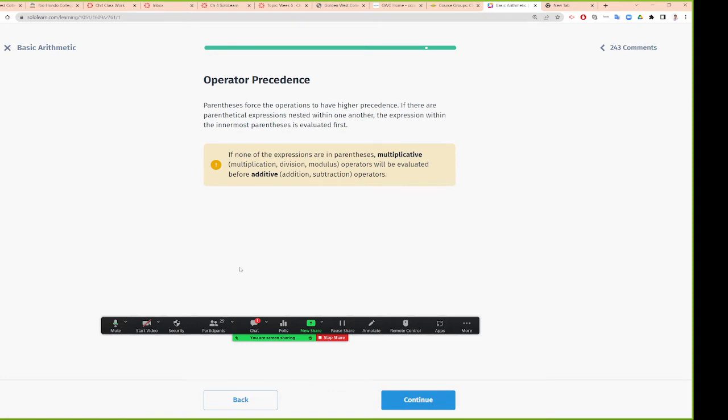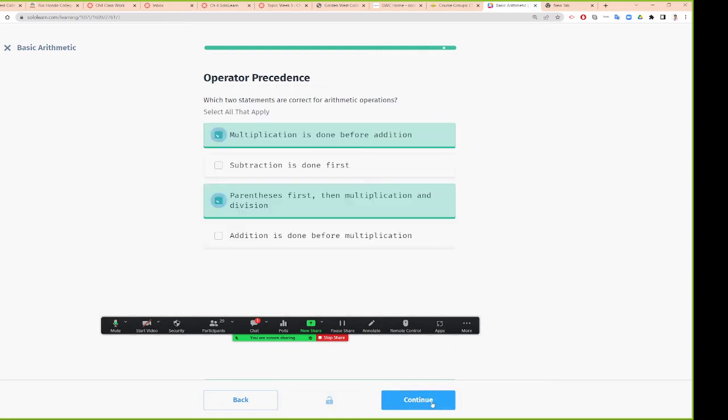That's right here. So the same thing, parentheses force the operation to have higher precedence. If parenthetical expressions nest within one another, the expression within the innermost is evaluated first. If none of the expressions are in parentheses, times, divide, and modulus will be evaluated before addition and subtraction. So this rule is the same as in mathematics.